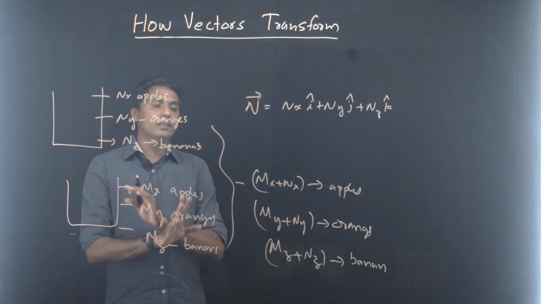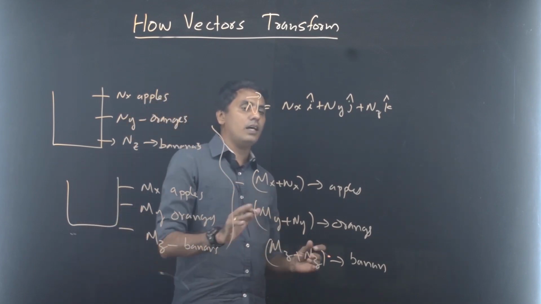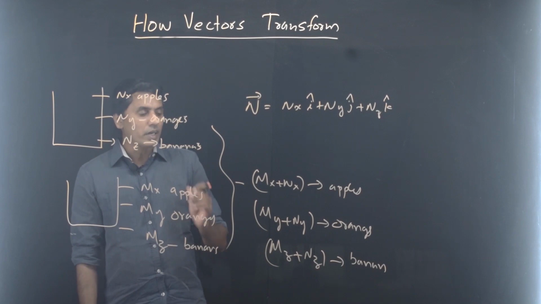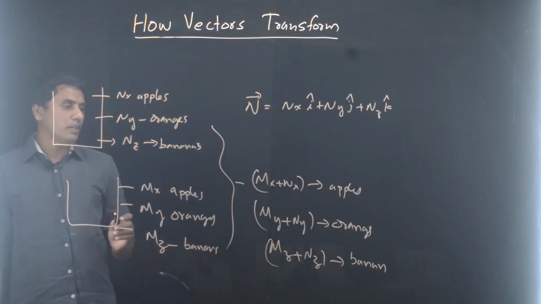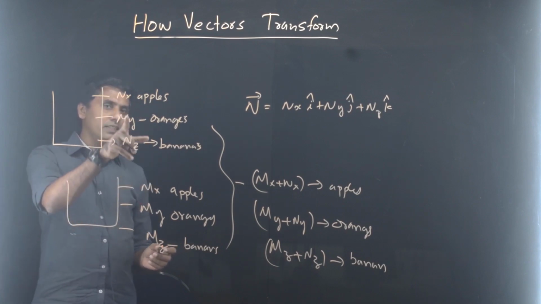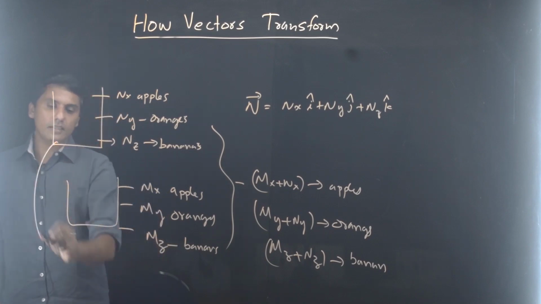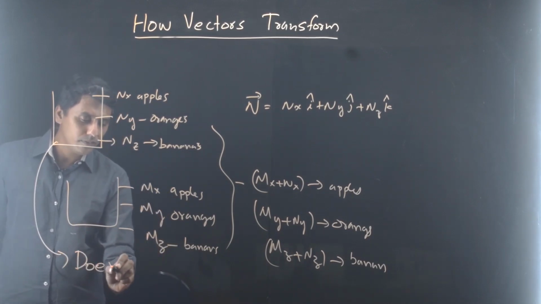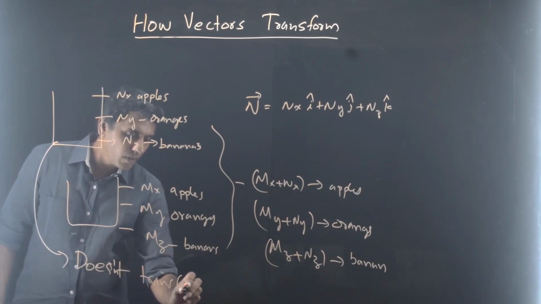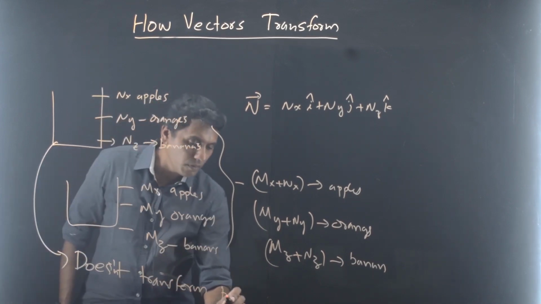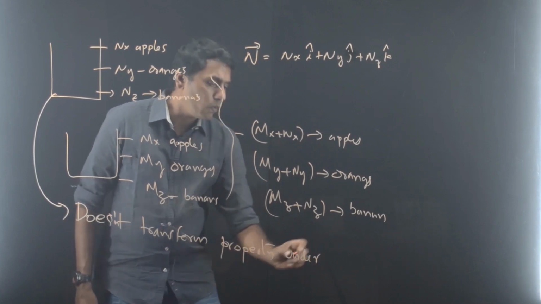But clearly you know that it is not a vector, because it doesn't have a direction. So what's the problem here? The problem is that the components I mentioned, nx, ny, nz, don't transform properly under coordinate transformation.